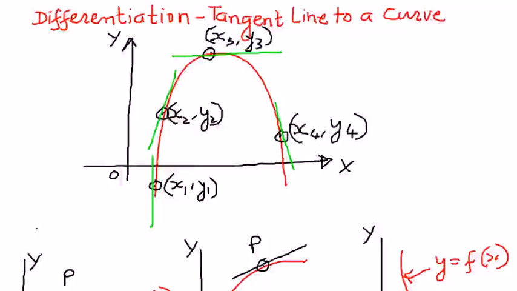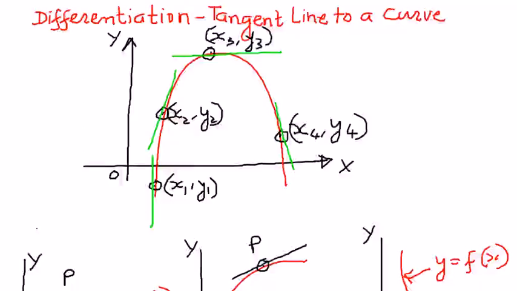As you can see here, I drew some tangent lines as green lines. The tangent at x1, y1 is represented by the green line. The tangent at x2, y2 is represented by the green line. The tangent at x3, y3 is represented by the green line there. And the tangent at x4, y4 is represented by the green line there.